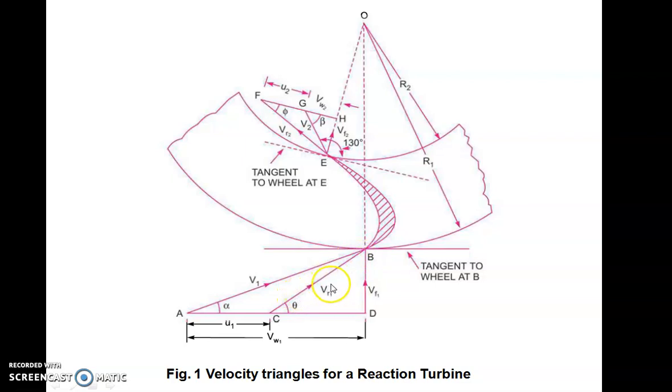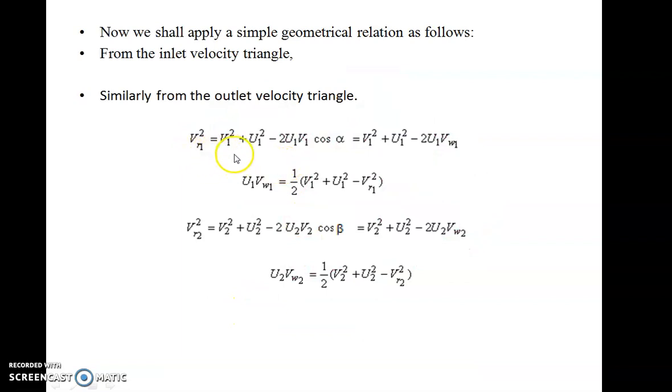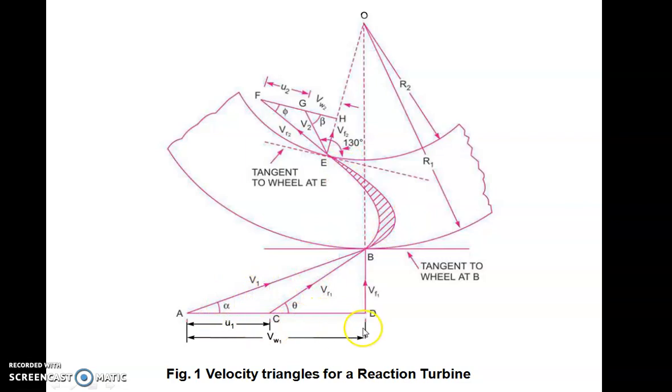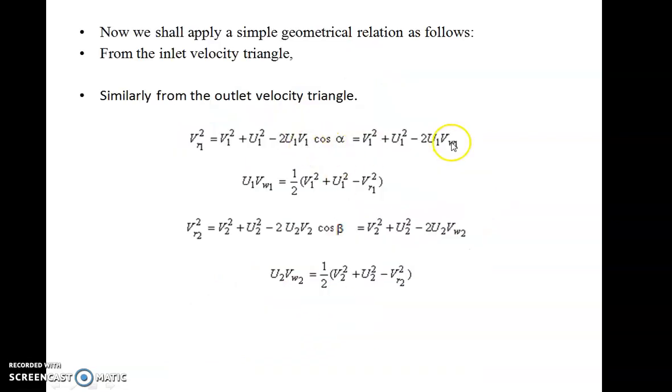Cosine rule tells you that if you want to find the square of the side opposite to that angle, that is VR1 square, it will be equal to V1 square plus U1 square minus 2 times V1 U1 cosine of alpha. The same thing is written here: VR1 square is equal to V1 square plus U1 square minus 2 U1 V1 cos alpha. What is V1 cos alpha? If you see in this diagram, V1 cos alpha is nothing but VW1. So you can replace V1 cos alpha by VW1. In short, VR1 square is V1 square plus U1 square minus 2 U1 VW1. And that's why you can write U1 VW1 as 1 by 2 times V1 square plus U1 square minus VR1 square.